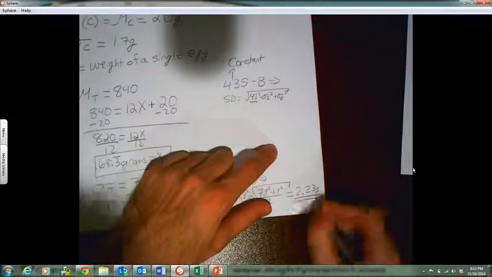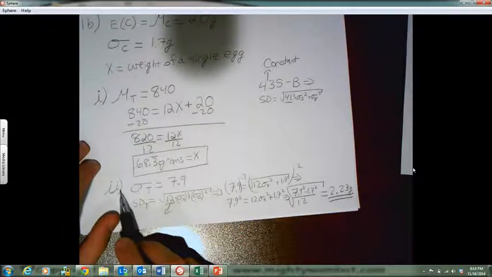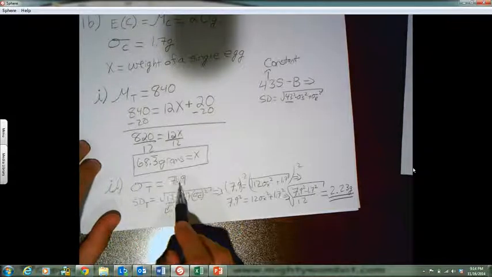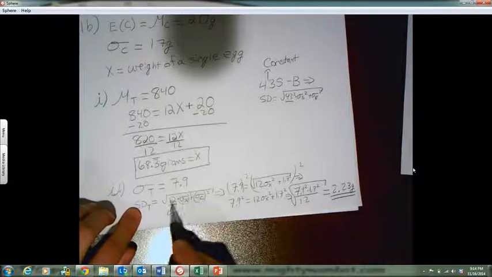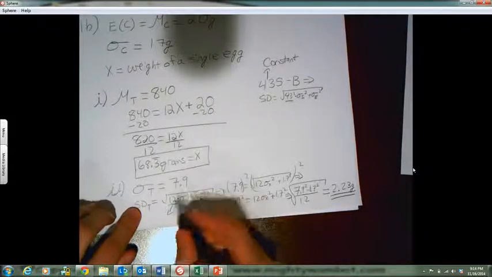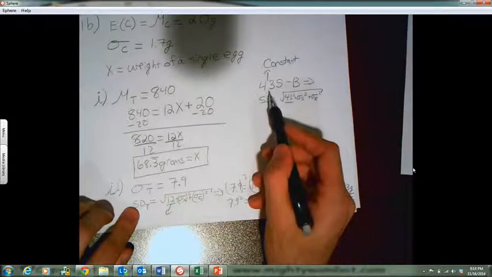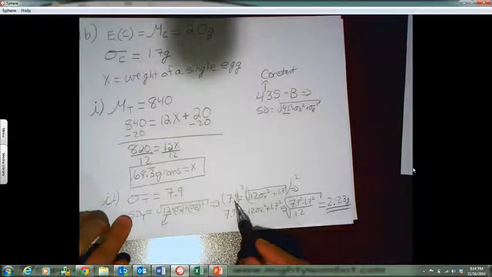So again, I think part II is a little bit more complicated, but the key thing is the total standard deviation is 7.9. We know the standard deviation of the total is equal to the square root of 12 times the standard deviation of X squared plus the standard deviation of the carton squared. The reason we don't square the 12 is that it is not a constant like it was in the other case over here. It is rather representing the 12 eggs. We know the total standard deviation is 7.9 and this is 1.7. Solve it out.